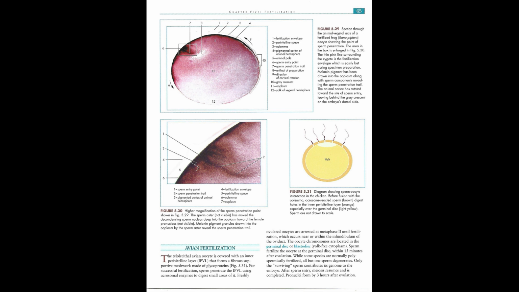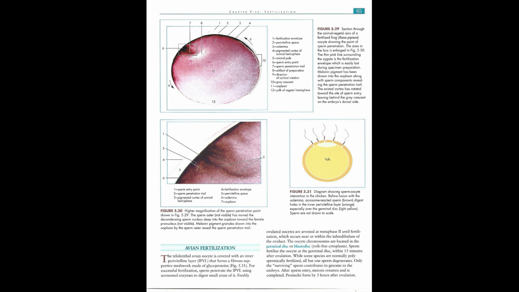Heterolecithal avian oocyte is covered with an inner perivitelline layer, IPVL, that forms a fibrous supportive meshwork made of glycoproteins, Fig 5.31. For successful fertilization, sperm penetrate the IPVL using acrosomal enzymes to digest small areas of it. Freshly ovulated oospheres are arrested at metaphase 2 until fertilization, which occurs near or within the infundibulum of the oviduct. The oocyte chromosomes are located in the germinal disc or blastodisc, yolk-free cytoplasm.